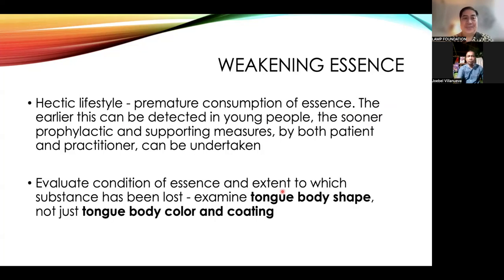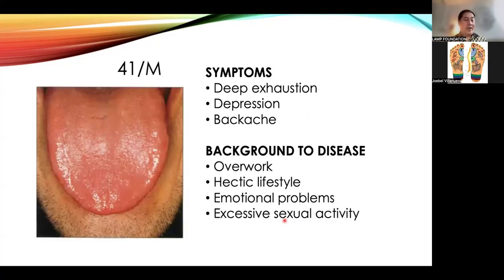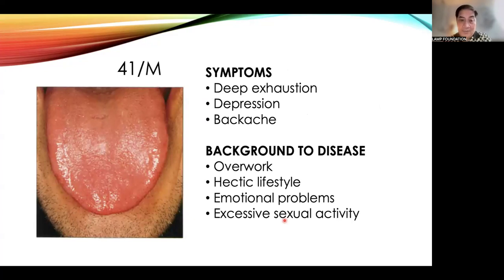Okay? You evaluate the condition of the essence and the extent to which the substance has been lost. What do you check? You check the shape of the tongue, as well as the tongue body color and the coating. Now let's go to our example. So here you have a 41-year-old male. 41 is not too old now.